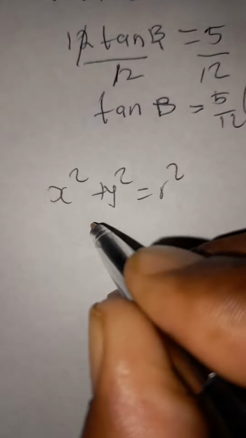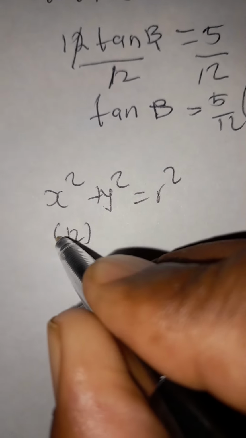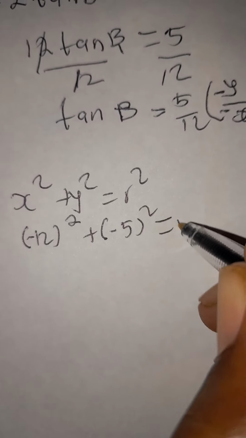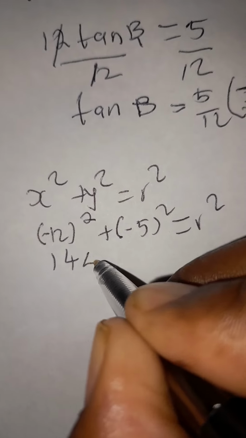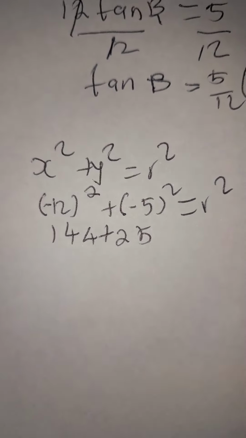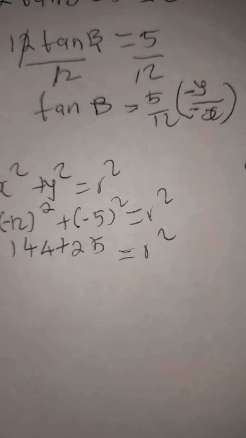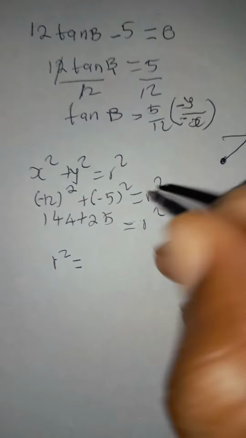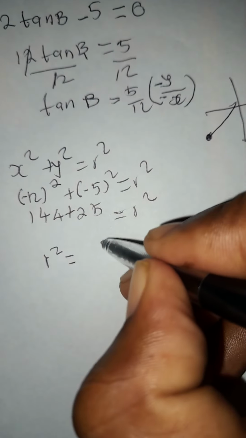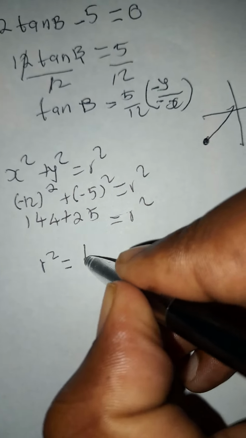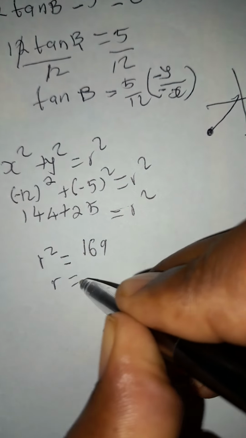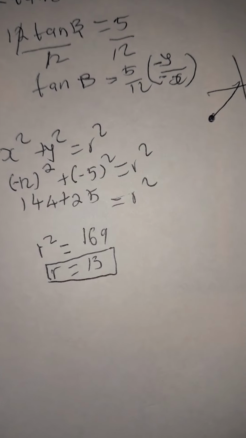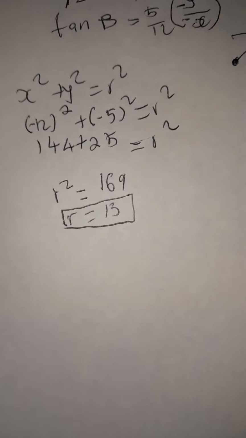So we are going to say we have 12 there. So remember, it's negative 12 squared plus negative 5 squared equated to r squared. That will be 144 plus 25 equated to r squared. It will be 144 plus 25, that's 169. Square root of 169, that will be 13. Right, we are going to take r that's positive, because we cannot have a hypotenuse that is negative.